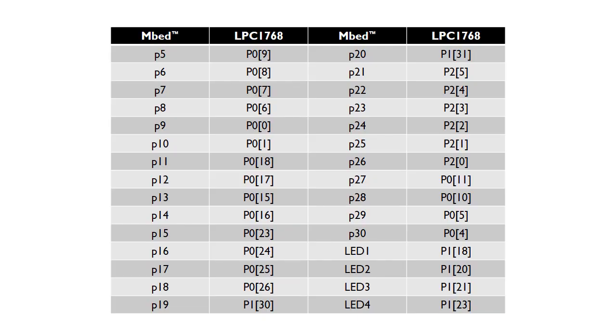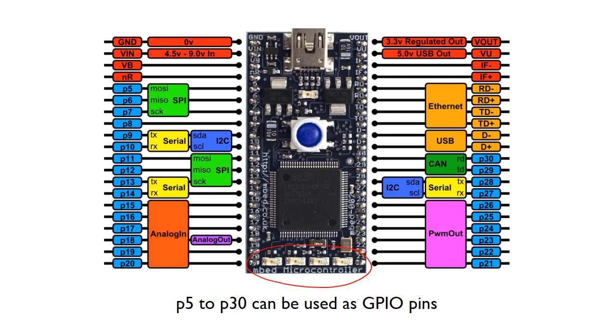So this is where the actual map is. On the mbed itself we've got P5 up to P30, and then there are also the 4 LEDs on the board. Go back here, there are 4 LEDs on the bottom that are connected to pins, because obviously we can use these LEDs as outputs, kind of built in on the board.